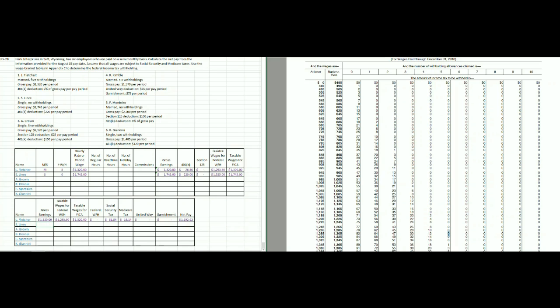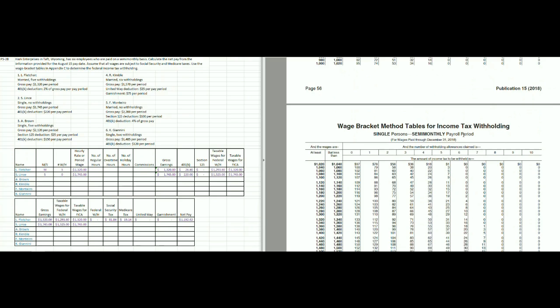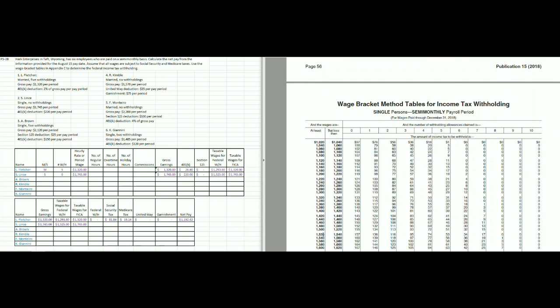Coming down to the lower table, gross earnings of $1,745, federal taxable wages of $1,525, taxable wages for FICA of $1,745. For federal withholding, we will now need to scroll up the table until we find our single, semi-monthly payroll, and we need to find $1,525, which will be in this range, and there are 0 withholding. The federal income tax will be $157.